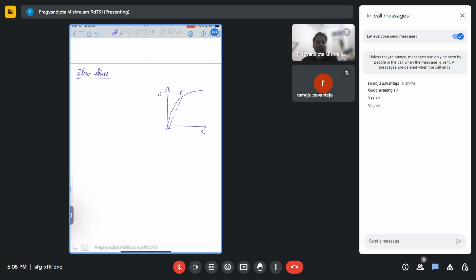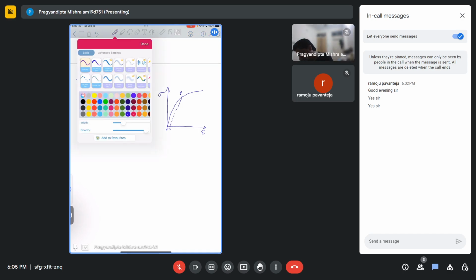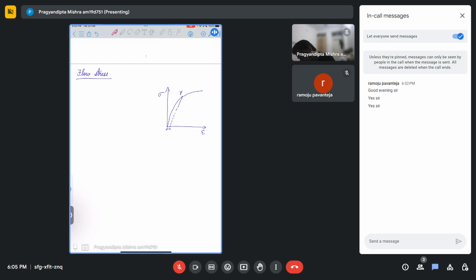Now, what happens if we re-stress the material? If we stress the material once again, it will follow the same path that it has taken earlier, the red line. It will hit this point and it will keep going further. Now the yield limit becomes this point, the new yield limit. Now again, if we remove the load, it will come back here.